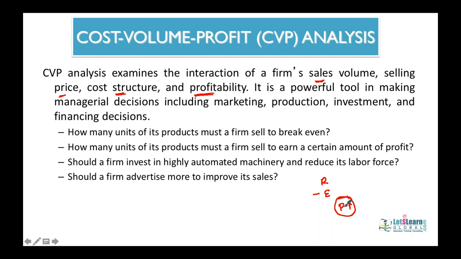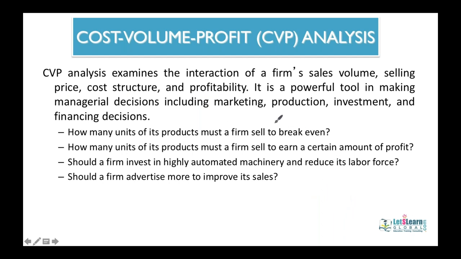So for this, we conduct an analysis based on the sales volume which we can make, the setting up of the selling price, and dealing with the different types of costs. So we can say that as a management accountant, you can use this powerful tool, helping the management in making decisions about marketing, production, further investment, and any other financing decisions. So here, the ultimate objective is to maximize the profit.